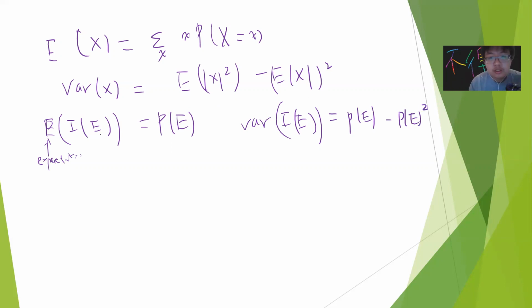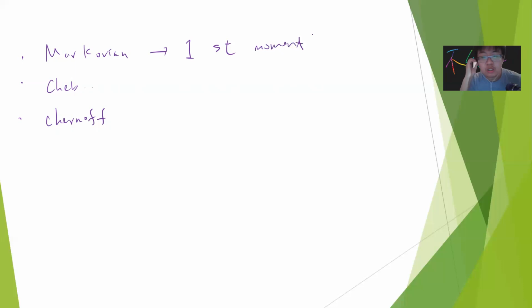Okay, I think this is enough. Let's start with the first one, the first moment method. The first moment means that, suppose you know the expectation value of your random variable, how can you use it to control the probability? That means you know that E of x is less than infinity, and you want to use the expectation of x to control the probability.